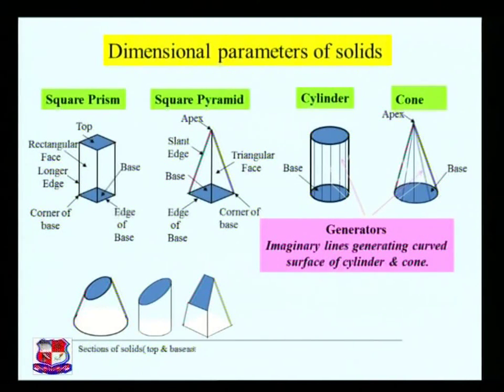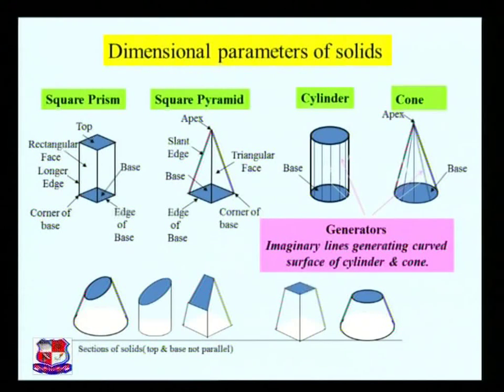And sections of solids, top and base not parallel. The cutting plane is not parallel to the base, and hence if we cut along a certain angle, it would appear as represented over here. This is the frustum in which the cutting plane is parallel to base. So it is called a frustum.